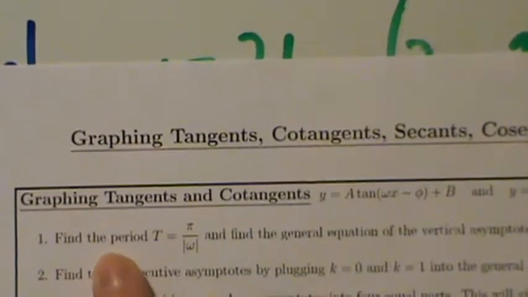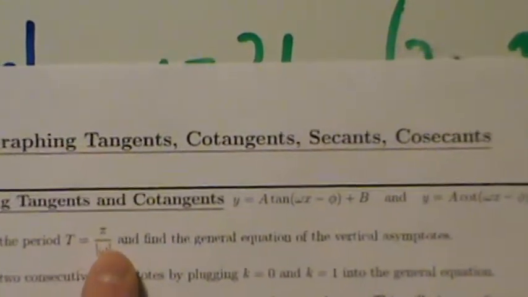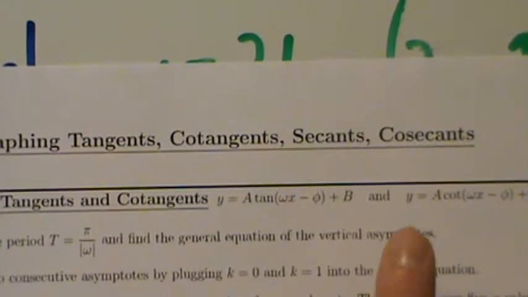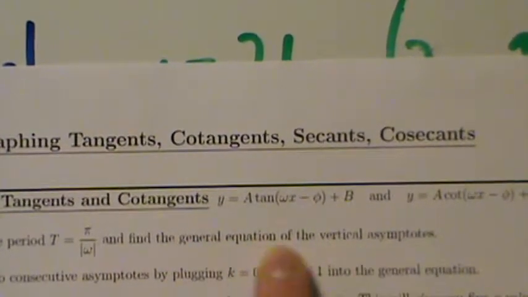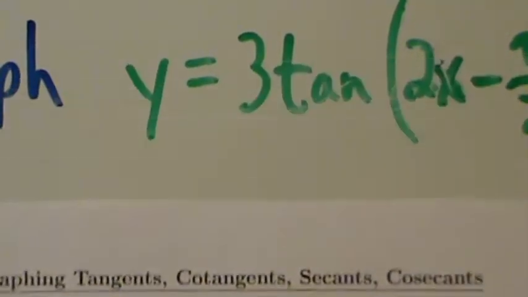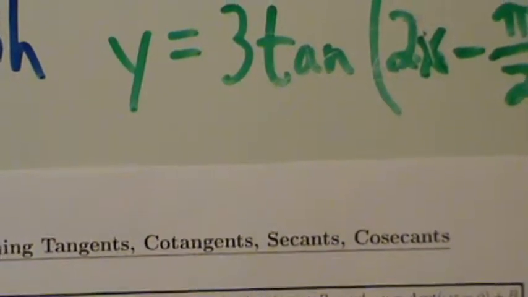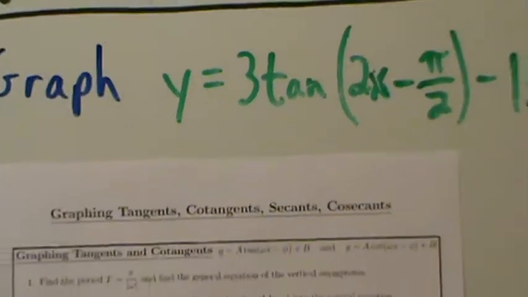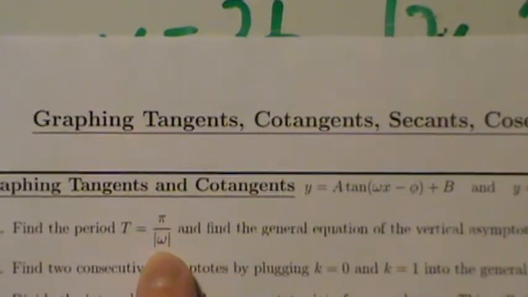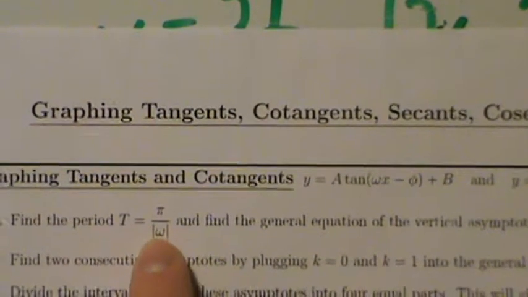So anyway, find the period T equals pi over the absolute value of omega, and find the general equation of the vertical asymptotes. We talked about how to do this with the asymptotes in a separate video. We're going to go through the same process here, but we won't focus too much on the details because we don't want to take up too much time in this video. First, with the period, we have to find omega.